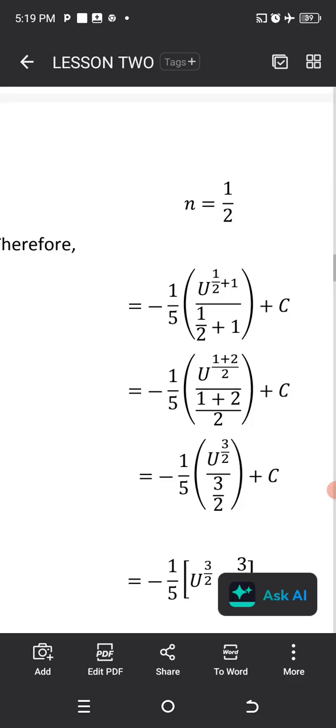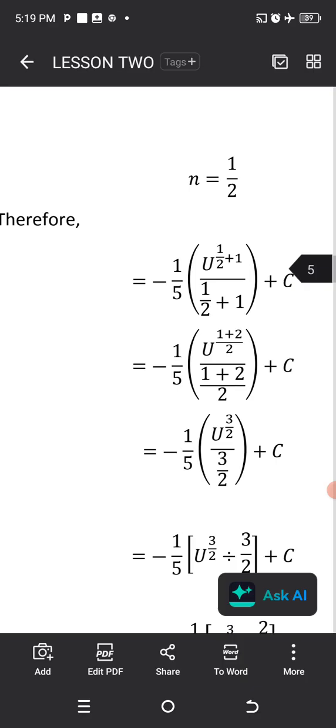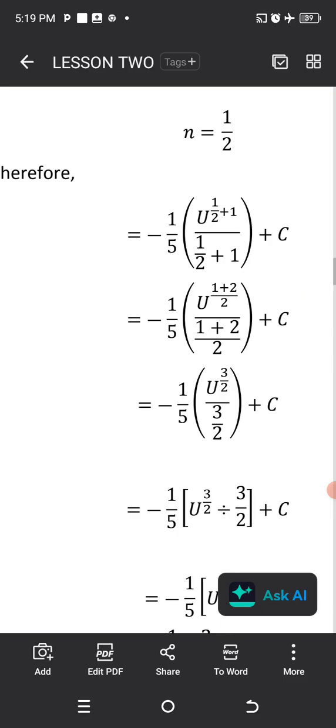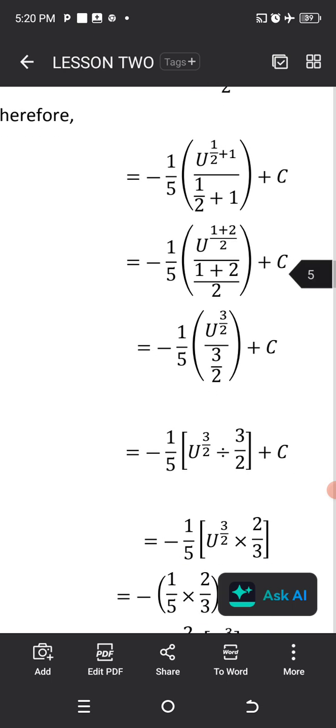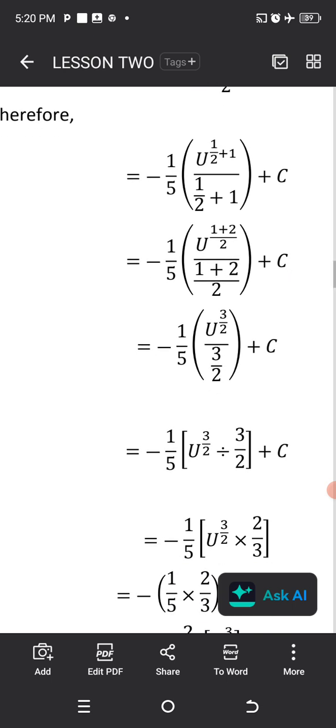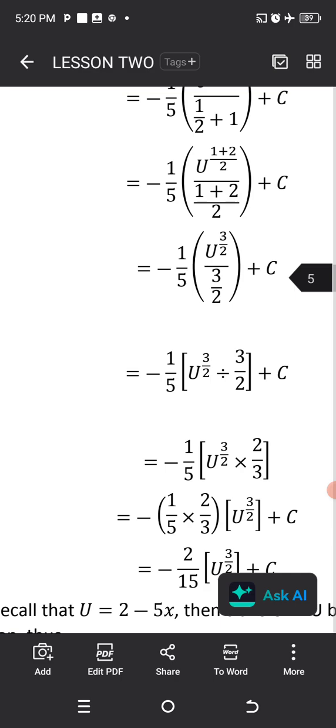So we have equals minus 1 over 5 parenthesis u raised to power half plus 1 over half plus 1, plus c. So minus 1 over 5 parenthesis u raised to power 1 plus 2 over 2 all over 1 plus 2 over 2 close bracket plus c. So minus 1 over 5 all into bracket u raised to power 3 over 2 divided by 3 over 2 close bracket plus c. So minus 1 over 5 square bracket u raised to power 3 over 2 times 2 over 3 close square bracket.